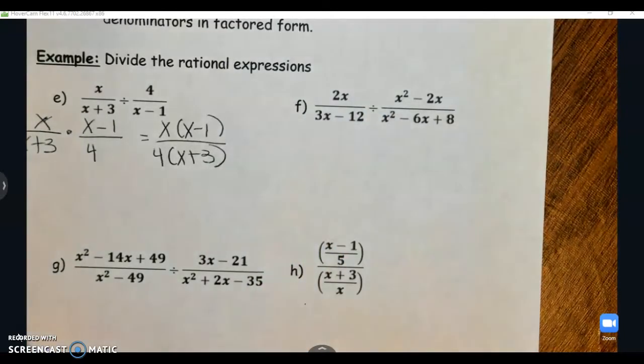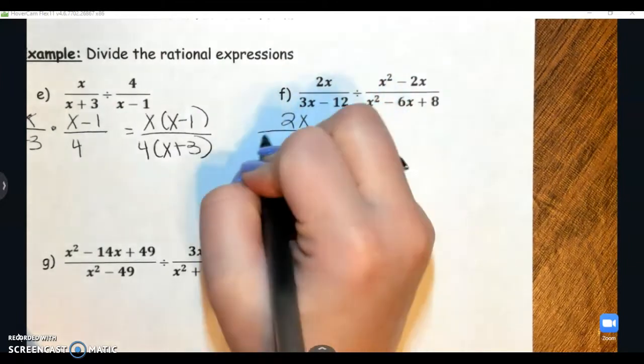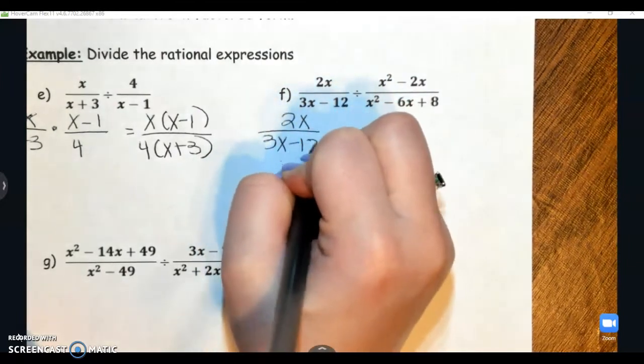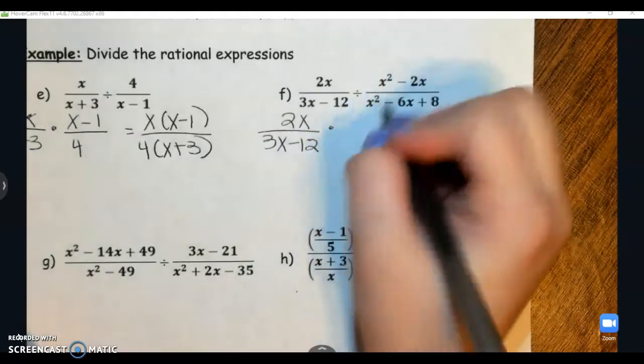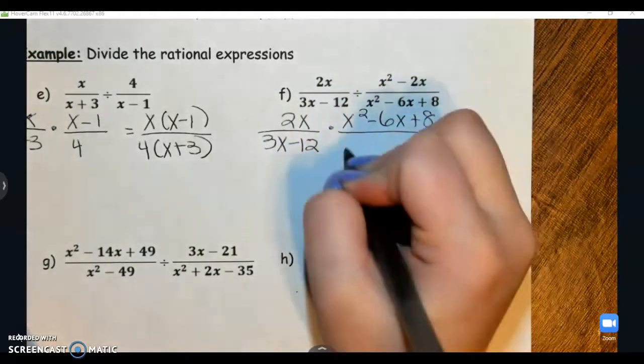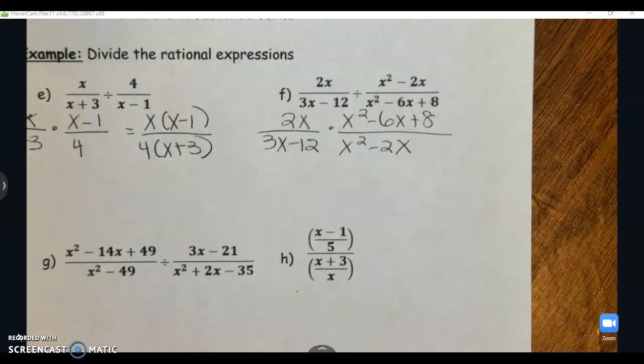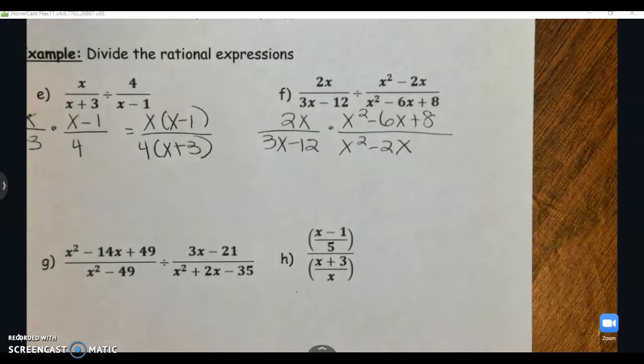On F, again, dividing rational expressions, we are going to keep the first one the same, change our operation to multiplication, and flip upside down our other expression, and I apologize if you can hear my daughter in the other room. Okay, so now we are multiplying these two expressions. We need to factor and simplify.